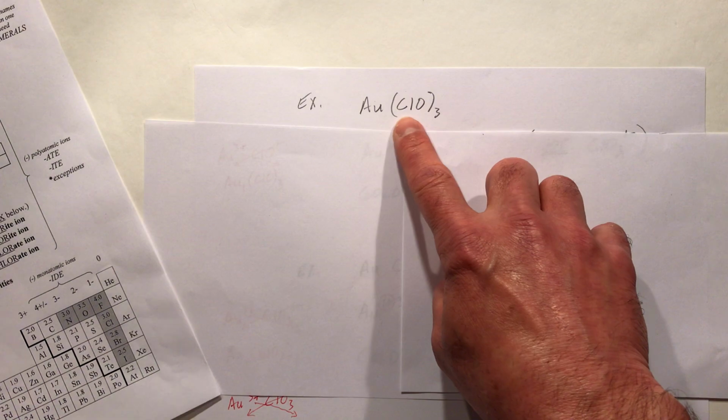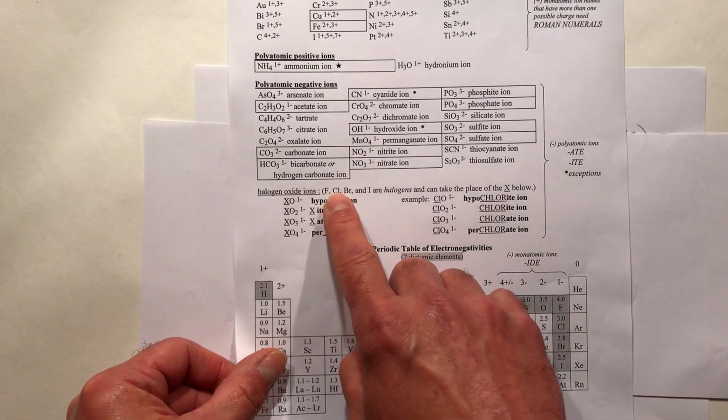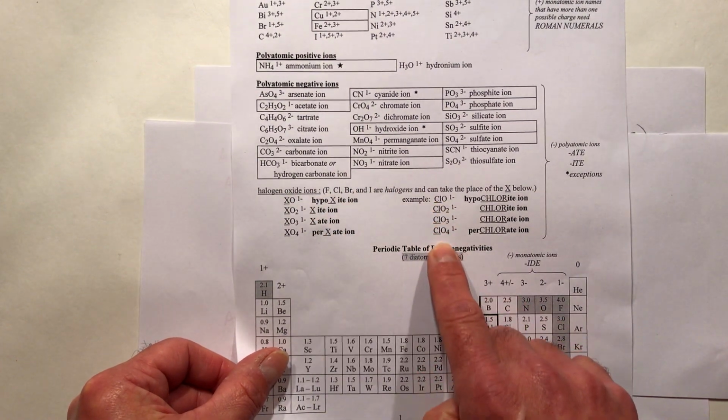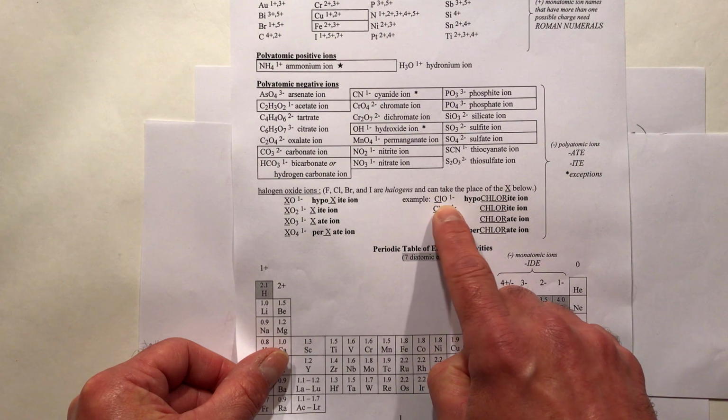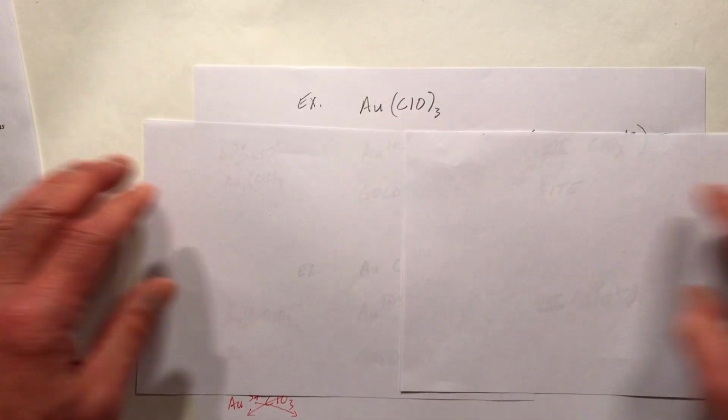All right, but what's ClO? Remember that halogen oxides, fluorine, chlorine, bromine, and iodine are all halogens, follow this general pattern. And here it is for Cl. So ClO, well, there it is. It's got a 1 minus charge. It's called hypochlorite ion. So we have some type of a gold hypochlorite.